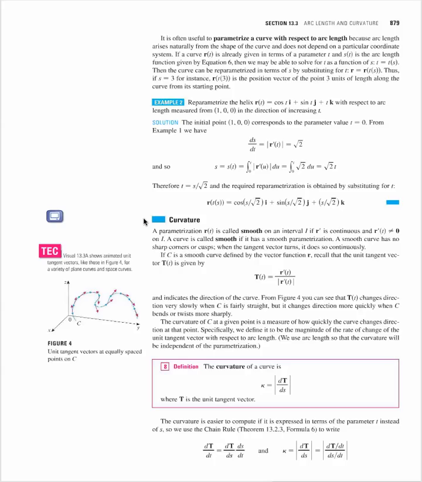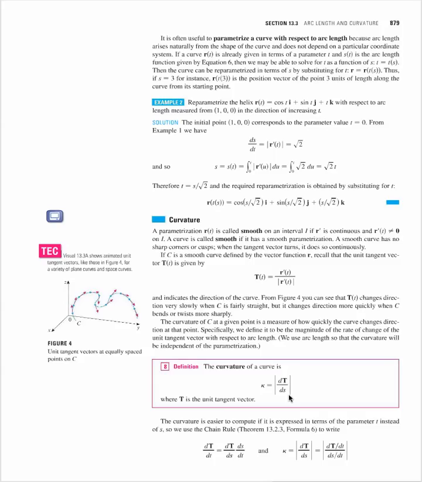For now, you can sort of take curvature as a whole bunch of formulas that are a little bit hard to memorize. You would almost never use this definition to actually calculate curvature, but it does give you a good idea of what curvature is. It's the derivative of the unit tangent vector with respect to arc length, where arc length is s.